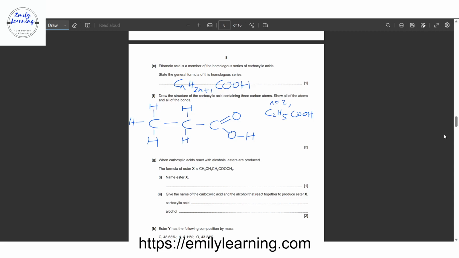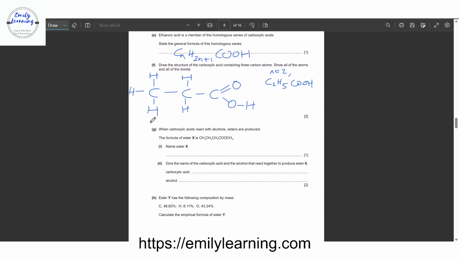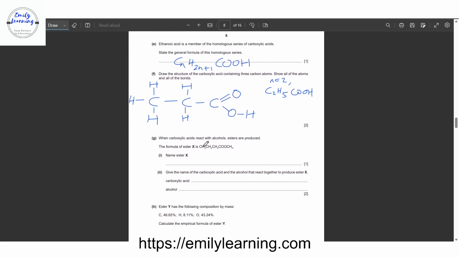Okay, moving on to the next one. When carboxylic acid reacts with alcohols, esters are produced. The formula of the ester is CH3CH2CH2COOCH3. If you look at this COO, this is basically COO, and then this is CH3. Maybe I should write it here.